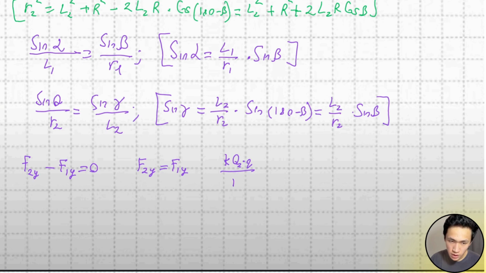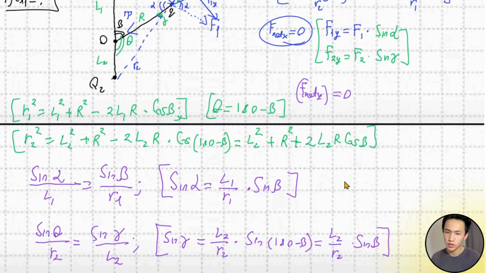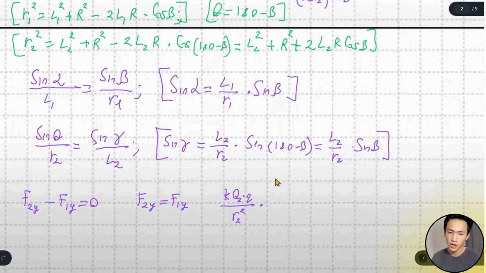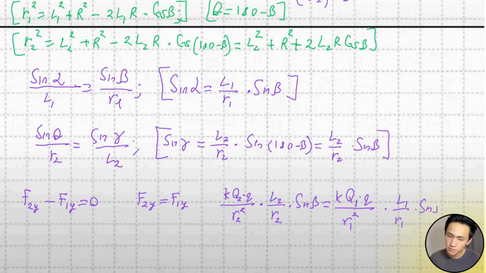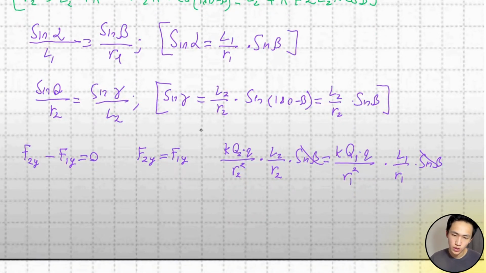So it will be q2 small q over R2 squared, multiplied by sine gamma, which is L2 over R2 sine beta. Here we define force 1: q1 small q over R1 squared, multiplied by L1 over R1 sine beta. Sine beta and sine beta cancel out. Also k and small q cancel out.